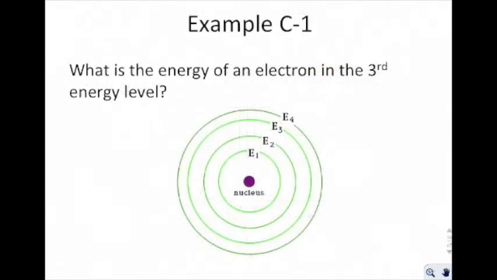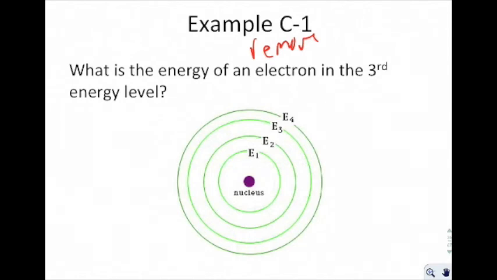So now we have to start example C1. We can start to look at the calculations for the formulas we just showed. It says, what is the energy of an electron in the third energy level? Actually, a better question for this is, what is the energy required to remove an electron from the third energy level? Because that's what we're doing when we're looking at these equations.